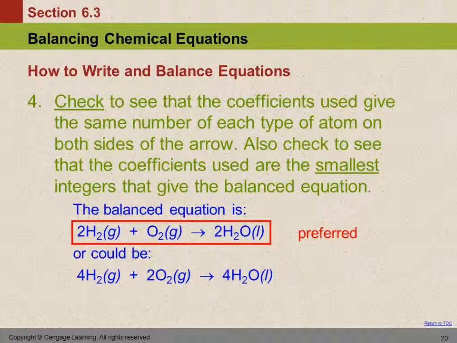So here's our balanced chemical equation in the red box. 2 hydrogen molecules plus 1 oxygen molecule gives us 2 water molecules. So at the end, check that the coefficients used give the same number of atoms on each side. So make sure that it's balanced.